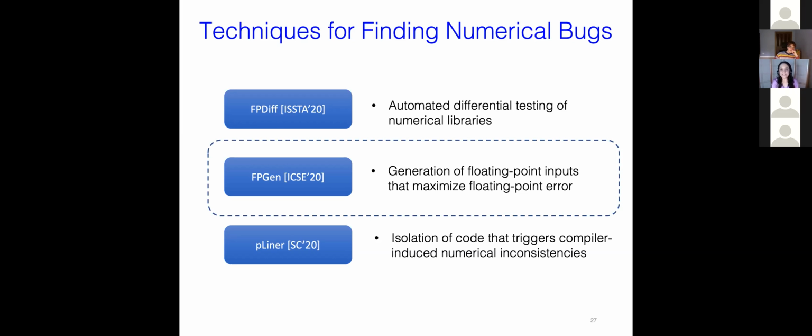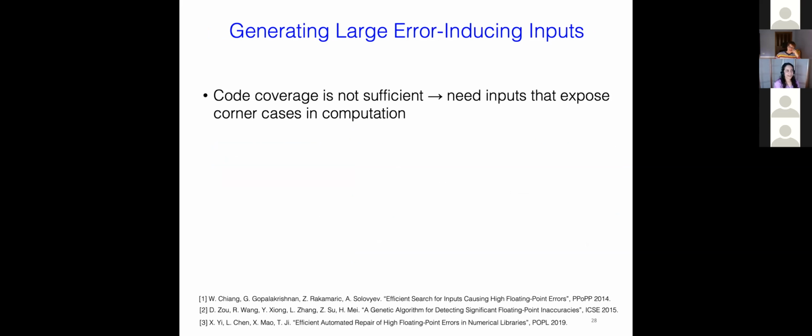So let me briefly talk about another recent tool we have worked on. This is the FPGen tool, a tool for generating floating point inputs that maximize error. Let me just give you some background on why this is needed. When testing numerical applications, well-known metrics such as code coverage are no longer sufficient. So we need a way to find inputs that expose corner cases in computation.